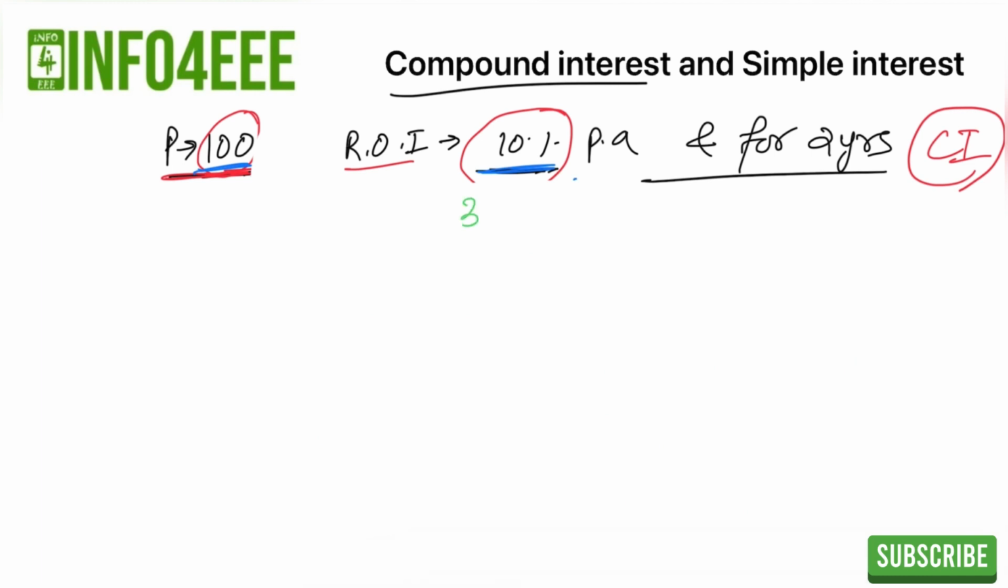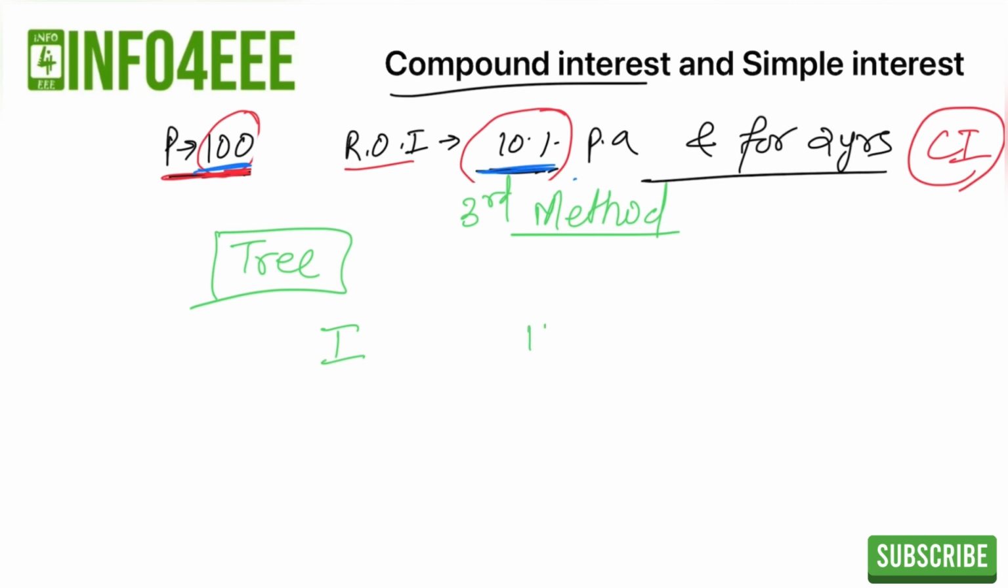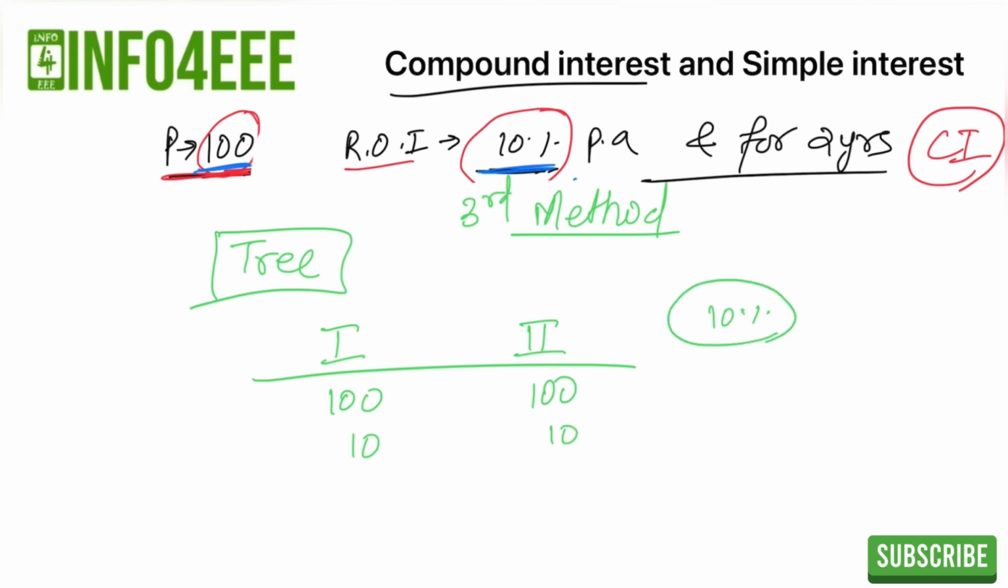Now method 3rd. In the third method, you need to draw a tree. So what we need to do is, we have years, first year, second year. So in the first year you have invested 100 rupees and you got interest of 10 rupees. In the second year, you invested 100 rupees, you also got an interest of 10 rupees at the rate of 10%. Whatever you have invested, so this is the calculation for the first year.